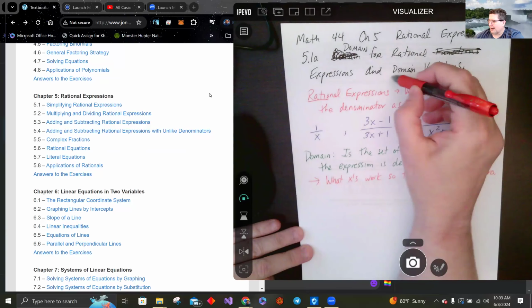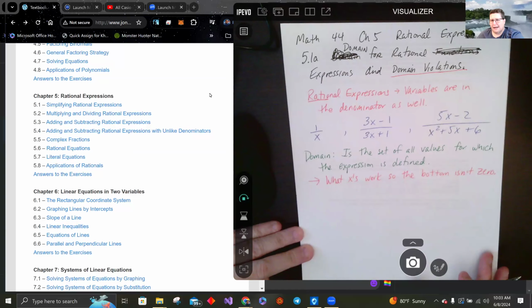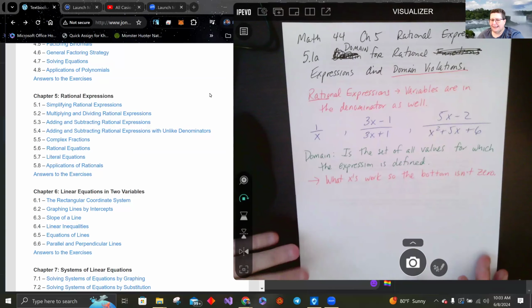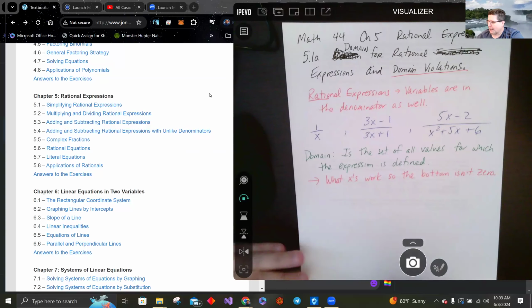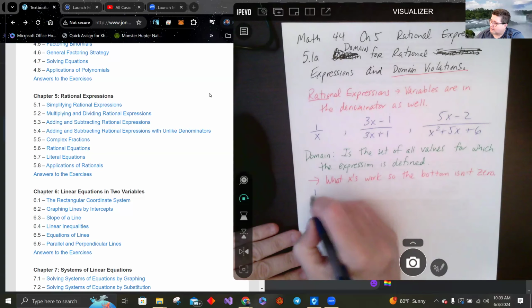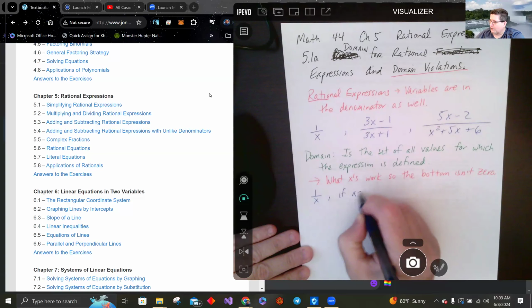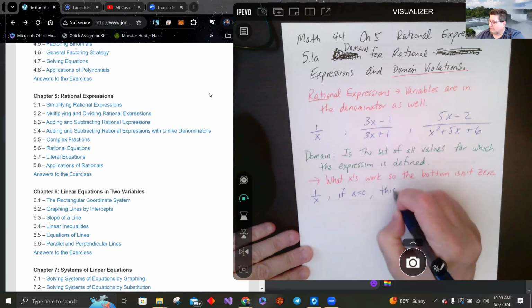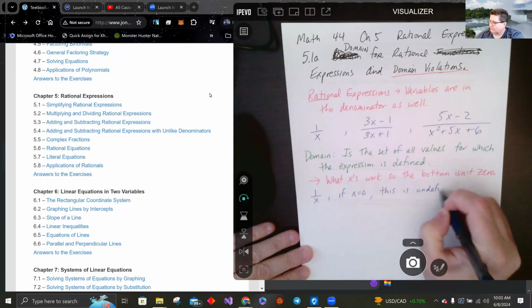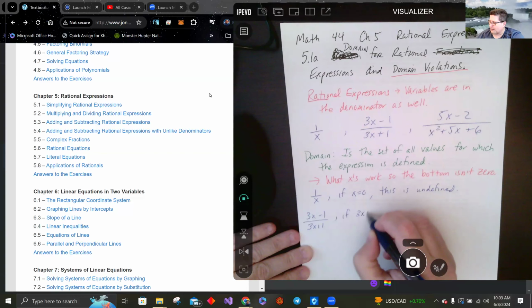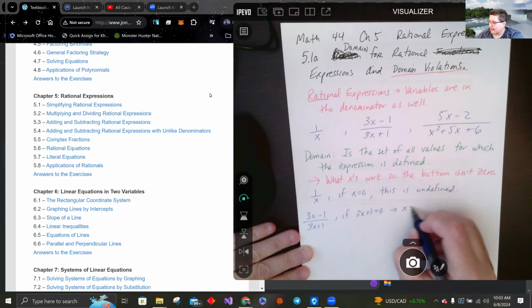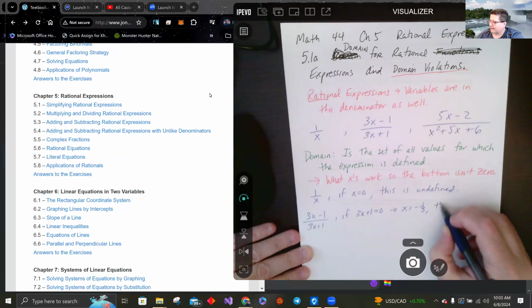Domain violation is something I call it, and that's not official math jargon. When I say violation, it's not really violating the domain, because the domain can't include anywhere the bottom is 0. So for like 1 over x, if x equals 0, this is undefined. For 3x minus 1 over 3x plus 1, if 3x plus 1 equals 0, or x equals negative 1/3, this is undefined.